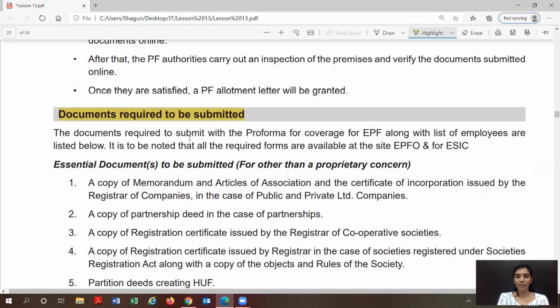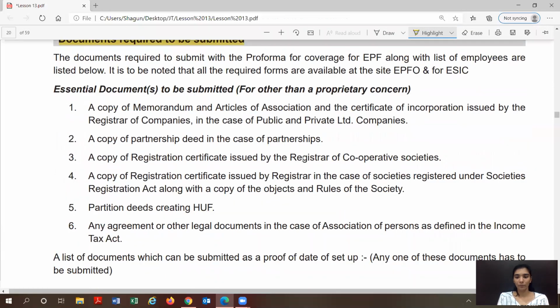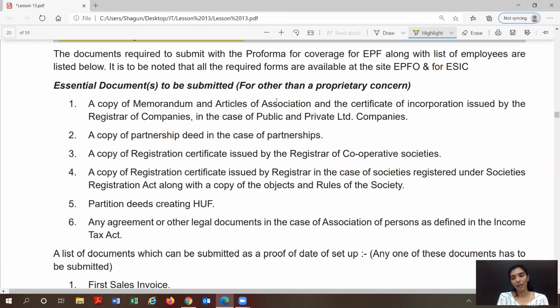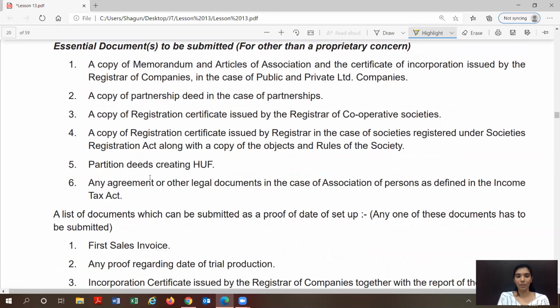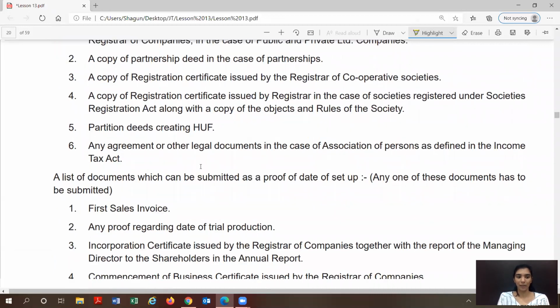इसमें भी various documents are required to be submitted. Company है तो memorandum article of association COI will be required. Partnership deed will be required in case of partnership forms. Cooperative society में registration certificate will be required. HUF में partition deeds will be required.